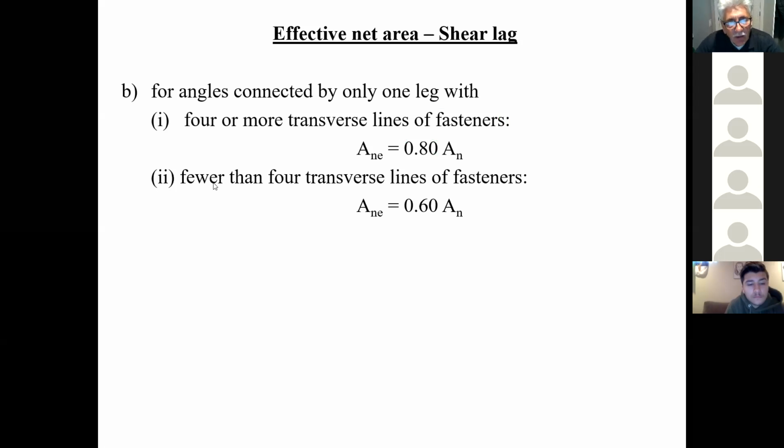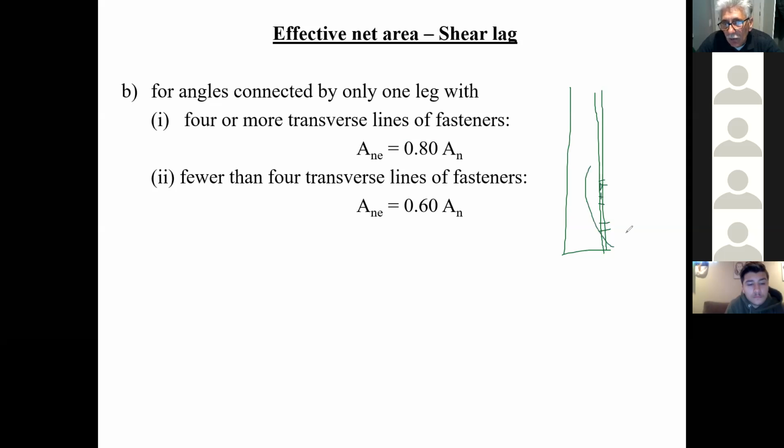Now, if you have fewer than 4 transverse lines of fasteners, which is our example here, how many bolts did we decide we needed for ours? We needed 3, right? So whatever net area we calculate in our problem, we will have to multiply by 0.6. If we go back to our example, you remember this was the angle here, and we had 1 bolt, 2 bolts, 3 bolts, so these were our 3 bolts.